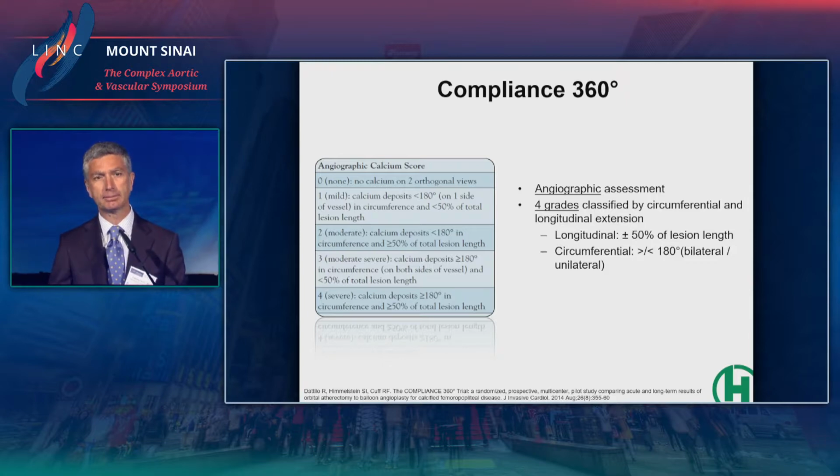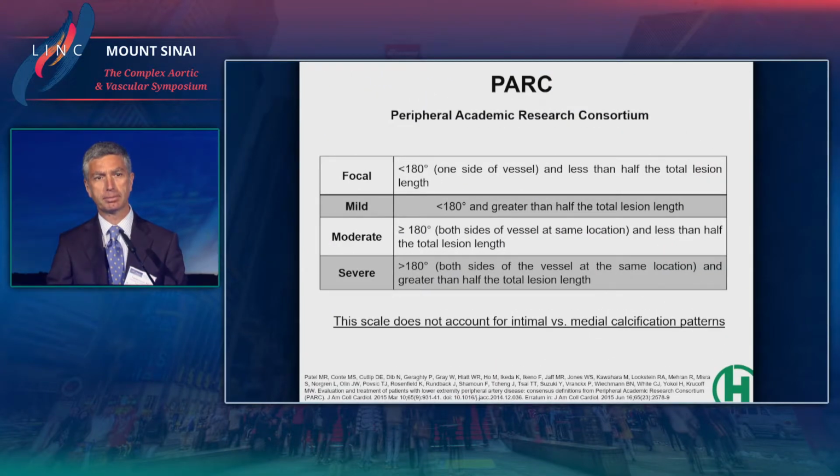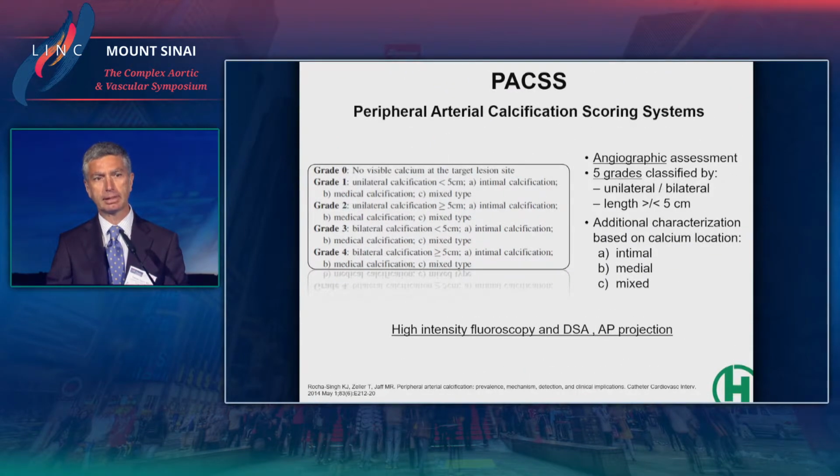There are several systems or options. This is the Compliant 360, based on 4 grades of classification: longitudinal, circumferential. We have the PARC system, the Peripheral Academic Research Consortium, but this scale does not account for intimal versus medial classification, and again 4 different groups. The PACSS system is based on 5 different groups, all of them evaluated by angiography, unilateral, bilateral, with a length greater or shorter than 5 centimeters.